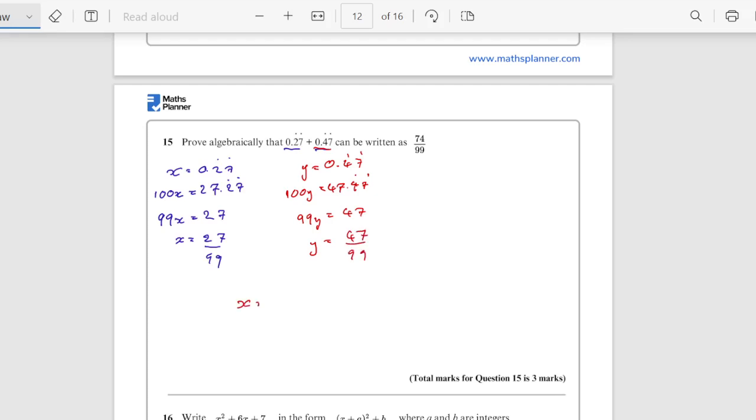So x plus y is going to be equal to 27, we've got the same denominators, plus 47 over 99, which is going to be equal to 74 over 99, which is what we were asked to show.